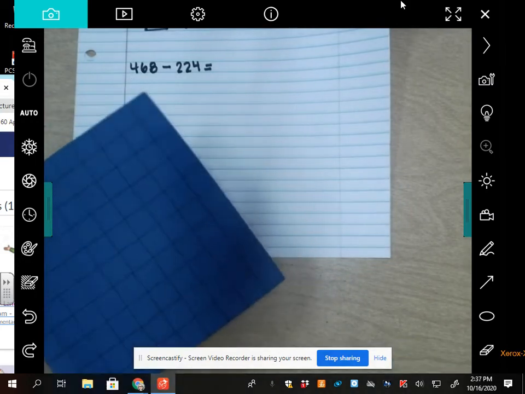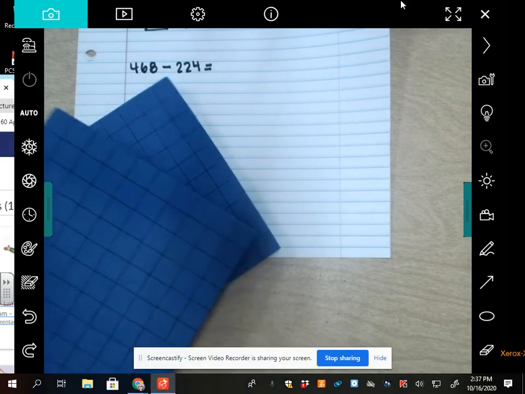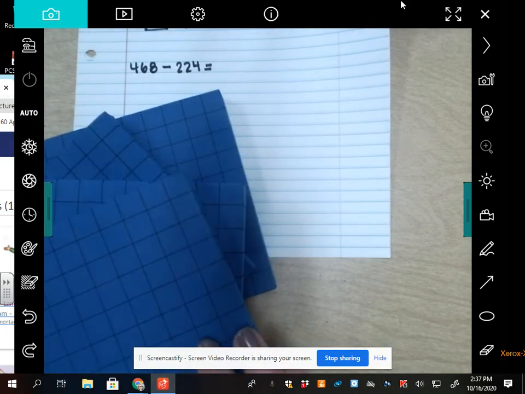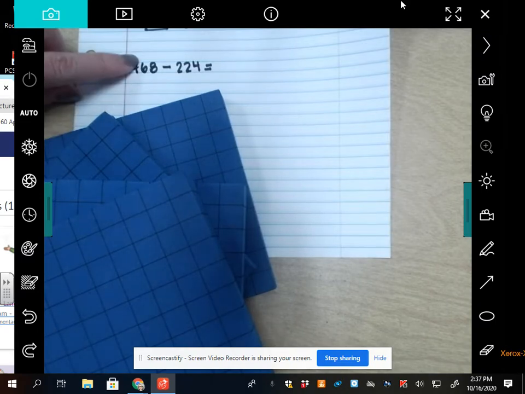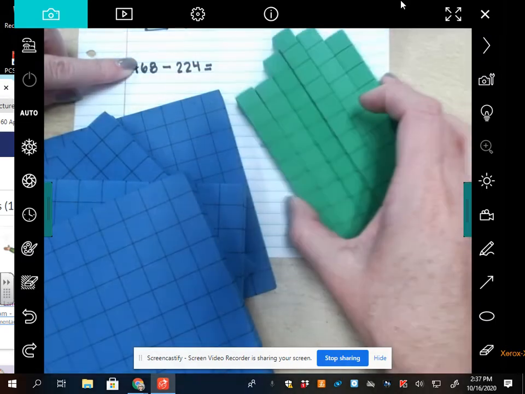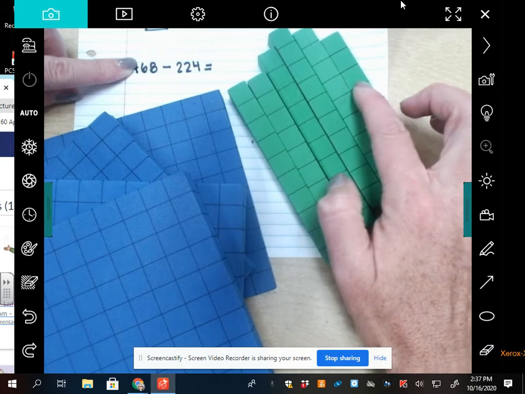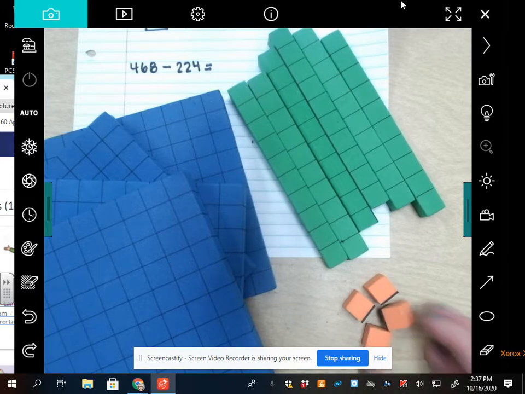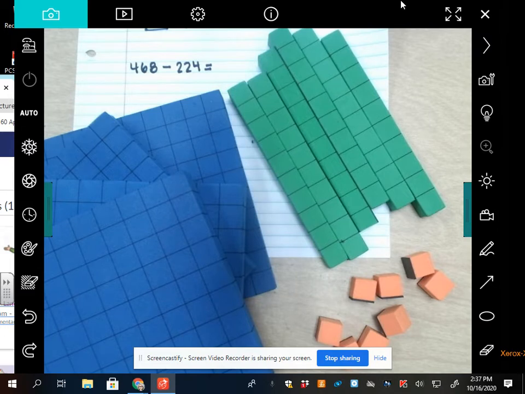400, so I need to get 4 hundreds. 1, 2, 3, 4 hundreds. Okay, and I need to get 6 tens. 1, 2, 3, 4, 5, 6. And I have 8 ones. There's 2, there's 4, 6, 8 ones.